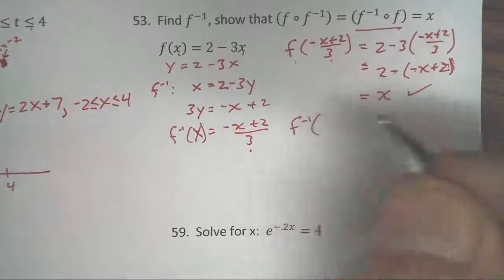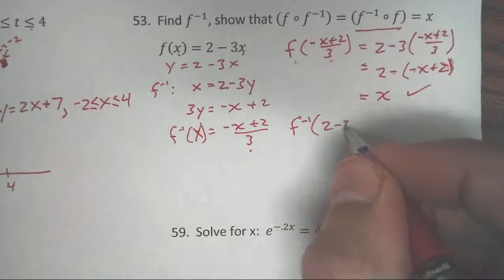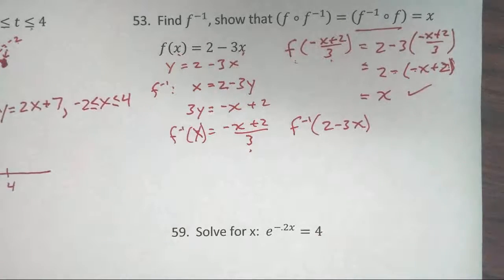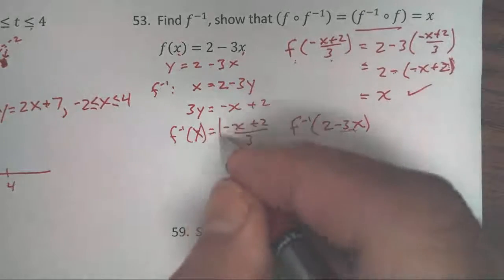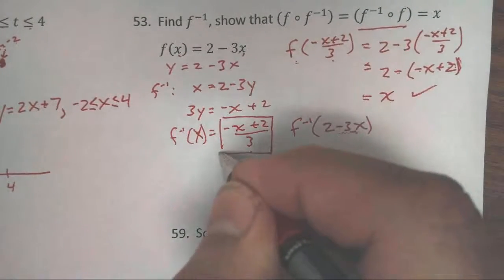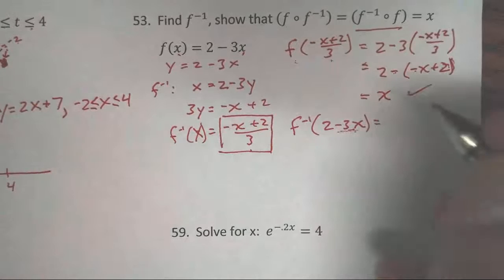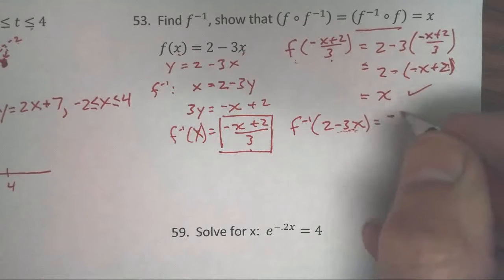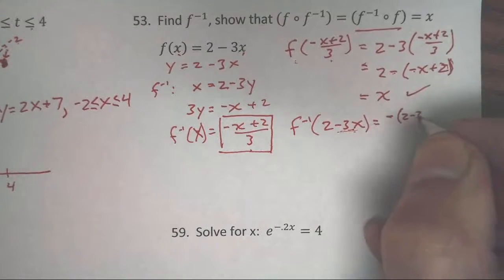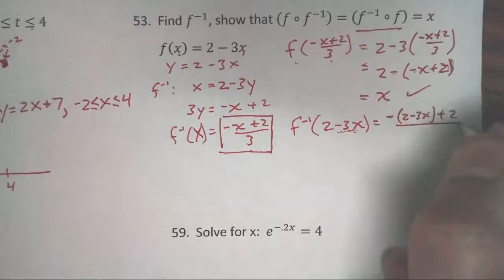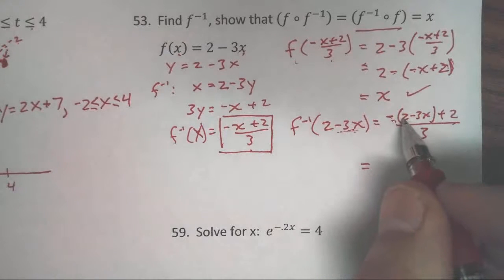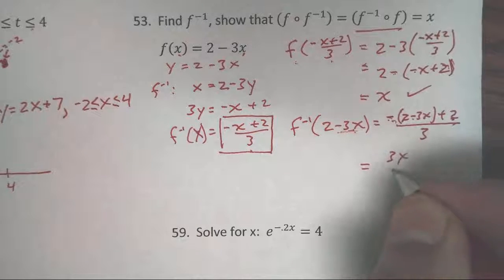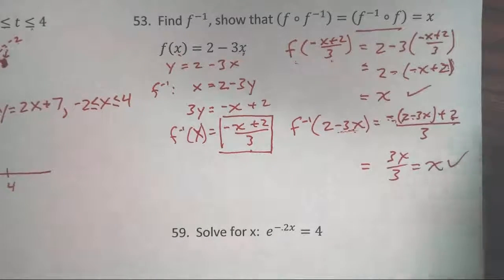F inverse of f. F is 2 minus 3x. So I need to put 2 minus 3x into this factory. That becomes the opposite of 2 minus 3x, plus 2, on 3. Or negative 2 plus 2 cancel, negative cancels negative, 3x on 3, or x. And we got it.